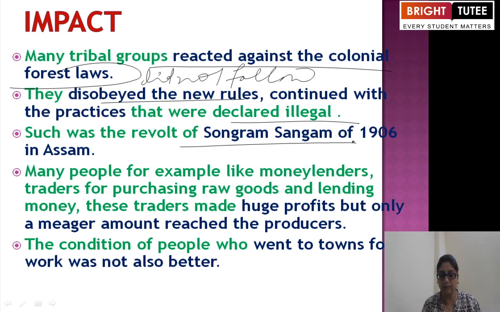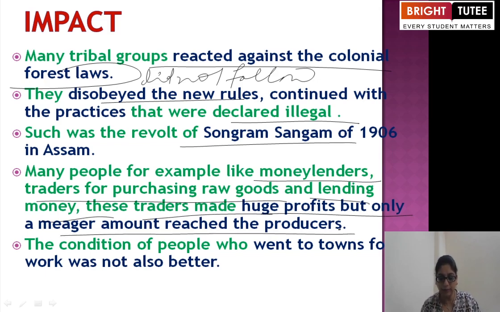Many people, for example moneylenders and traders, were purchasing raw goods and lending money. These traders made huge profits, but only a meager amount reached the producers. The condition of people who went to towns for work was not better.